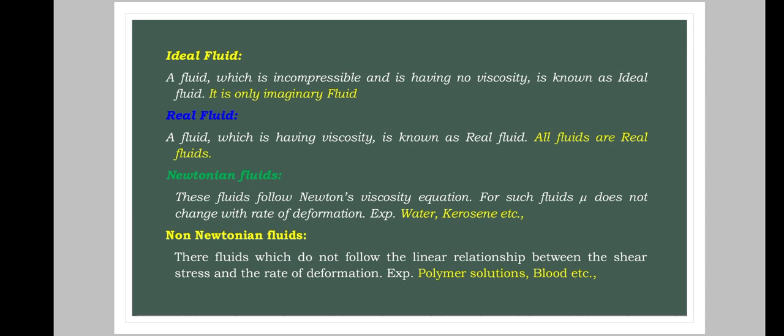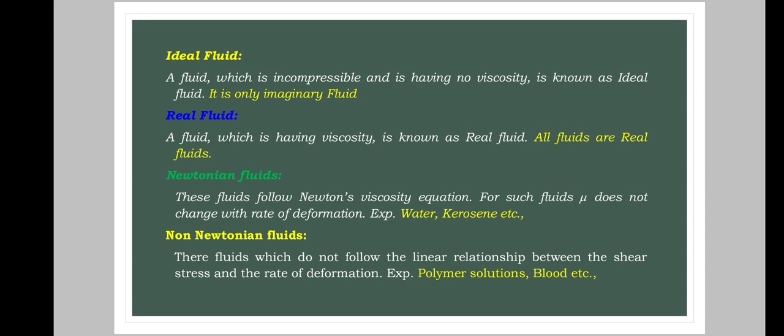A fluid which is incompressible and is having no viscosity is known as an ideal fluid. It is only an imaginary fluid. In case of a real fluid, a fluid which is having viscosity is known as a real fluid. All fluids are real fluids. Newtonian fluids: these fluids follow Newtonian viscosity equation. For such fluids, mu does not change with the rate of deformation. The examples will be water and kerosene.